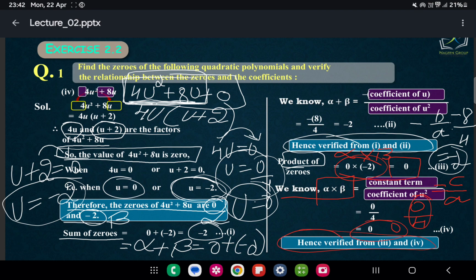So this is how we have to solve this problem. When they give only two terms, then we have to assume that the other term will be 0. Next we can go for the next problem.